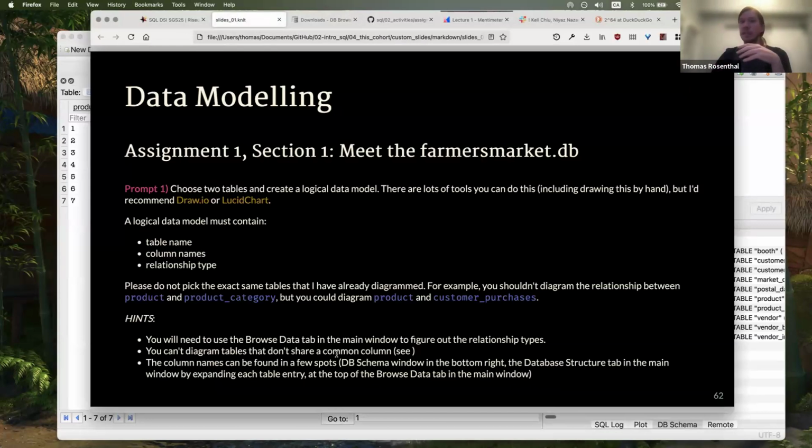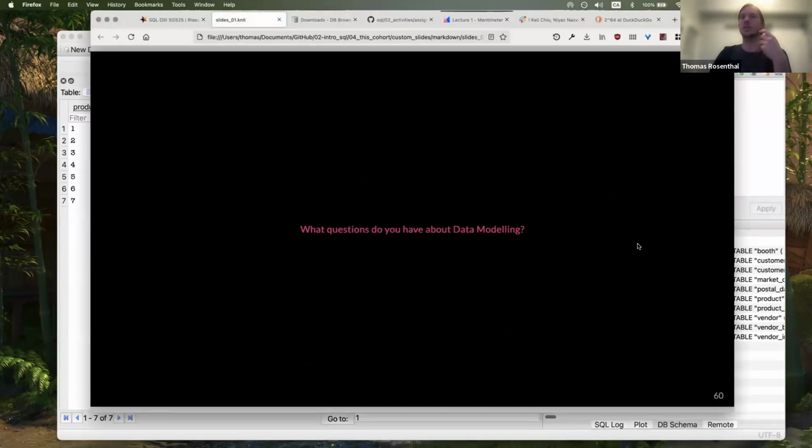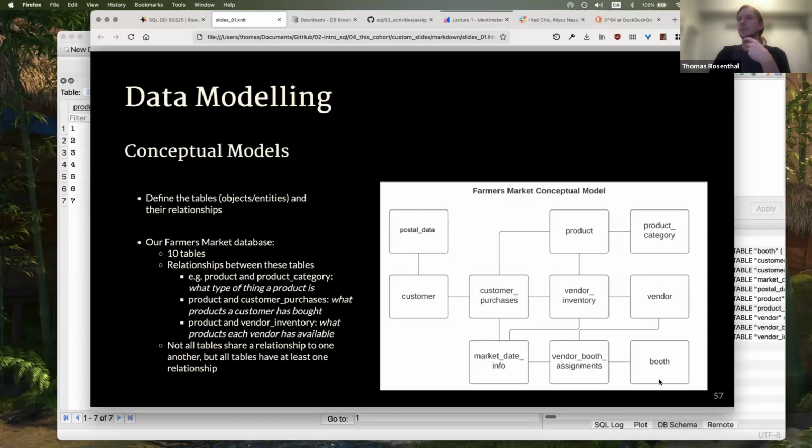To figure out what those relationship types are, remember that you can't diagram tables that don't share a common column. So go back to our bigger conceptual model. Don't try to make a logical model between booth and vendor. They aren't connected. Booth and vendor booth assignments are, and vendor and vendor booth assignments are, but booth and vendor are not connected, right?